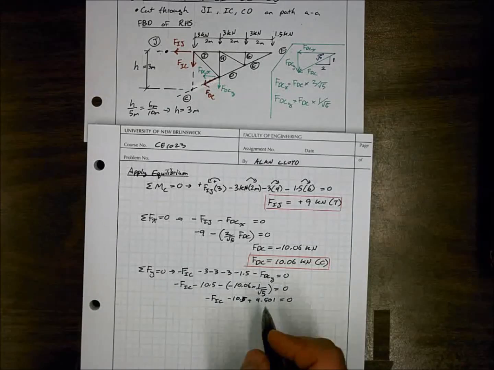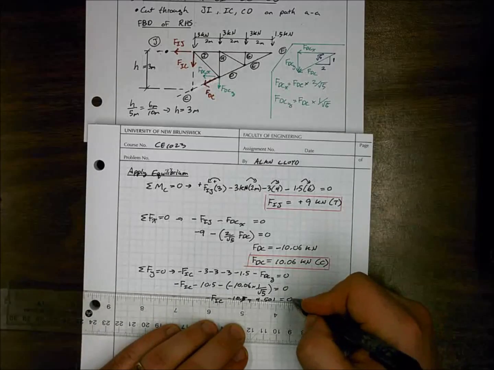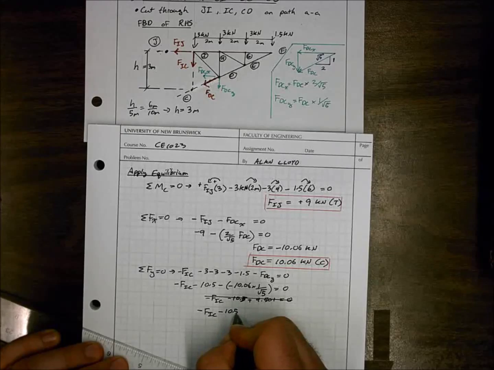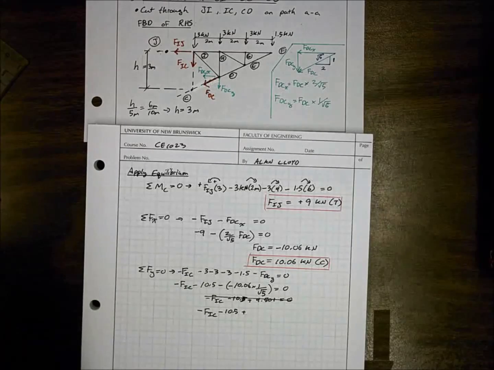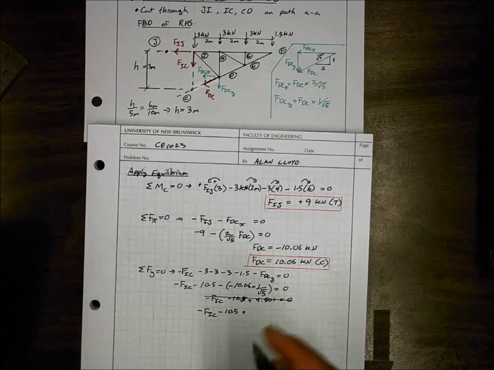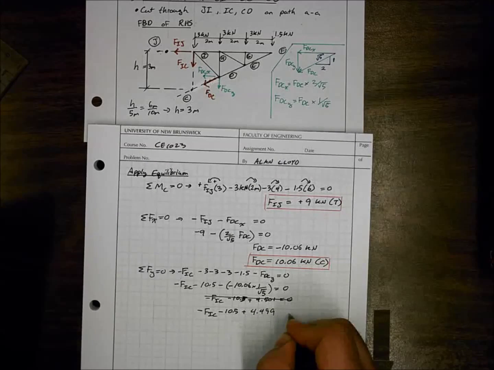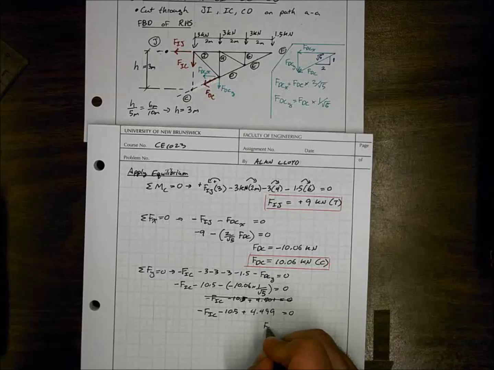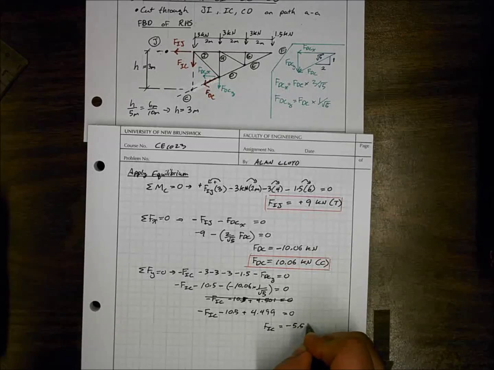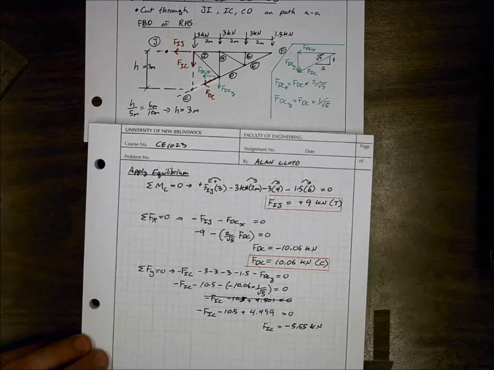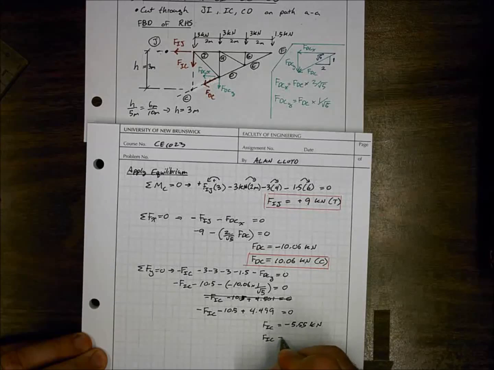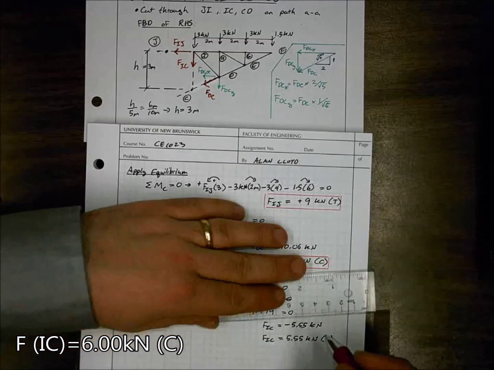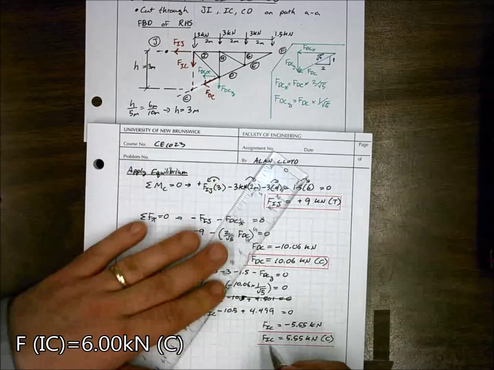Oh, I made a mistake there. Excuse me. So if we solve this, we have minus FIC minus 10.5 plus 10.06 divided by root 5, 4.499 is equal to 0. And this will give us FIC is equal to minus 5.55 kilonewtons. Since it came out to be negative, we can say that FIC is equal to 5.55 kilonewtons in compression. We can box that.